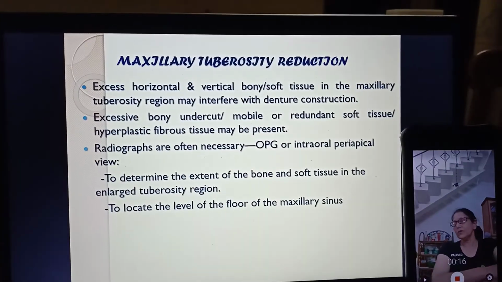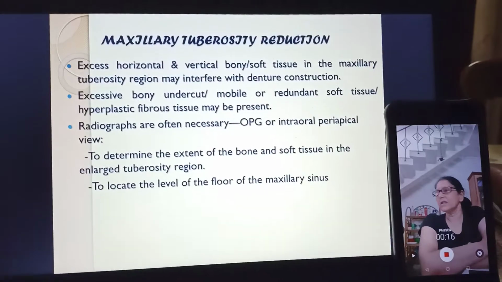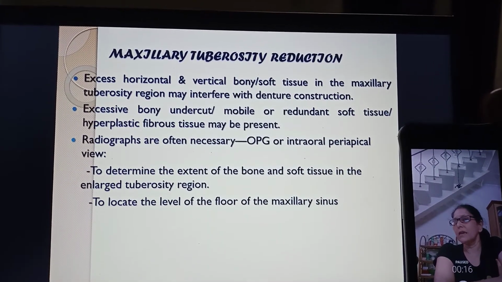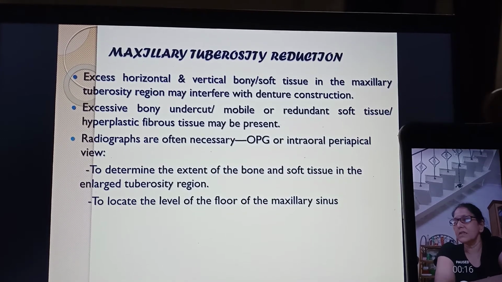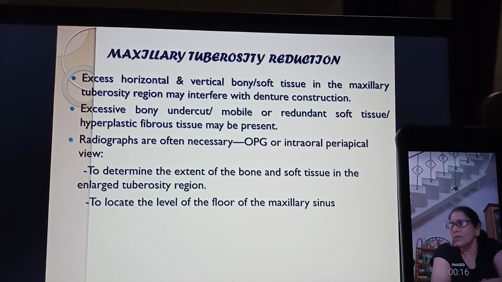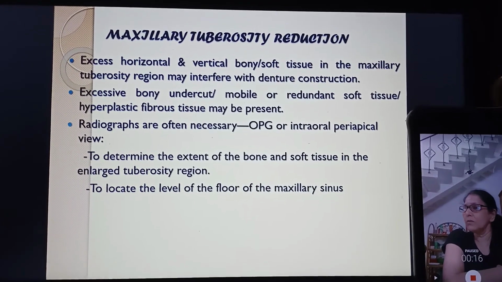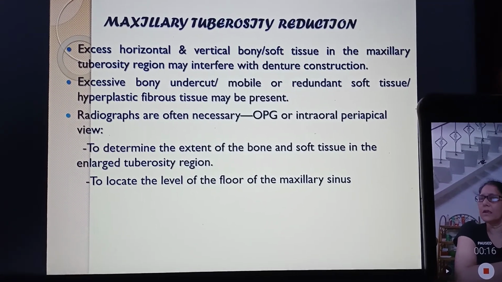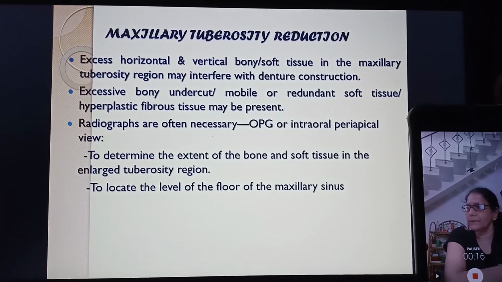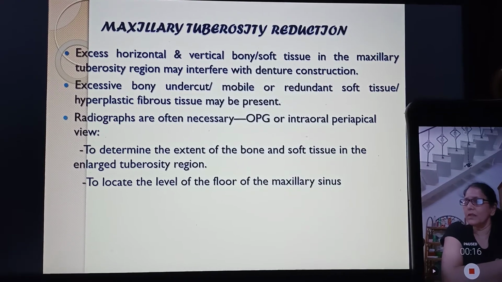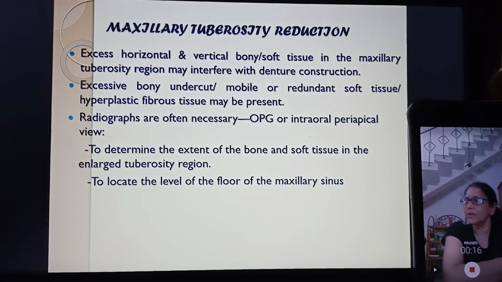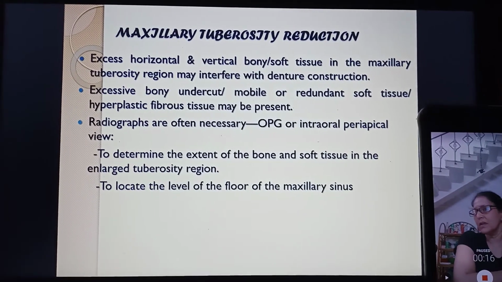Coming to the maxillary tuberosity reduction. The maxillary tuberosity can be quite bulbous in certain cases and needs reduction. This excess can be in both horizontal and vertical directions and may interfere with denture construction. Excessive bony undercut, mobile or redundant soft tissue, or hyperplastic fibrous tissue may be present.